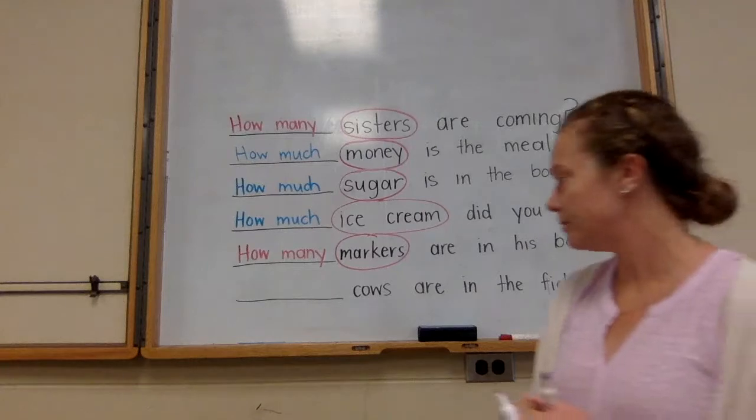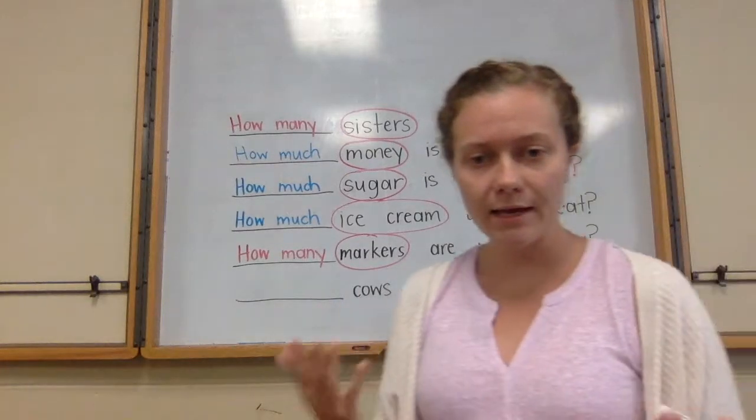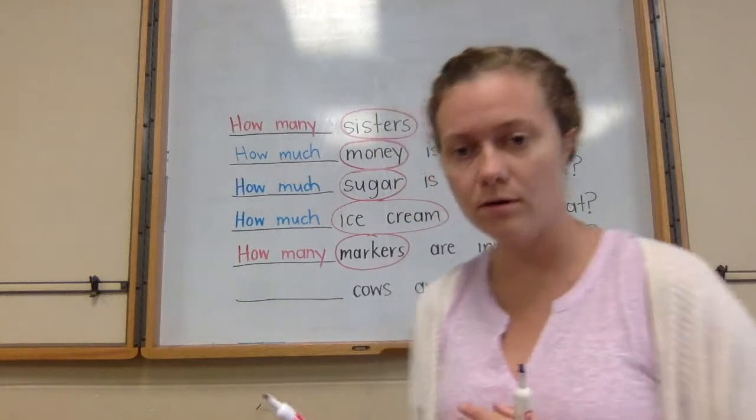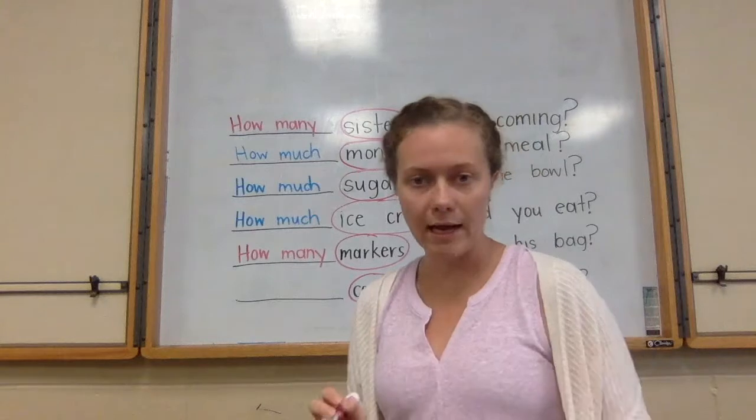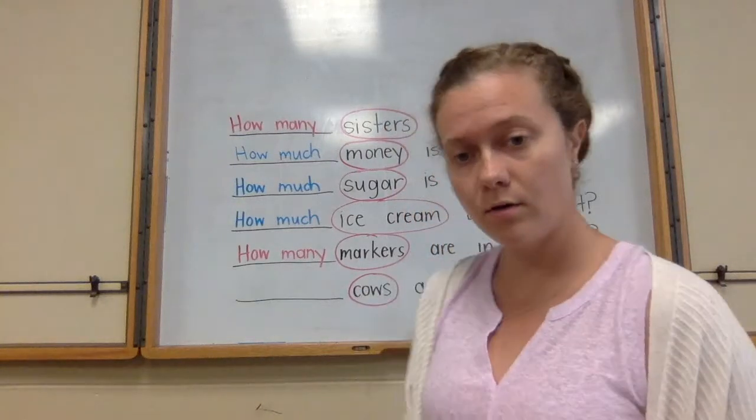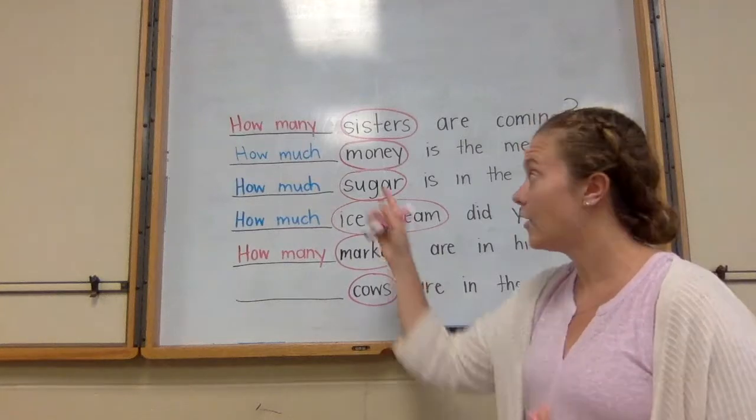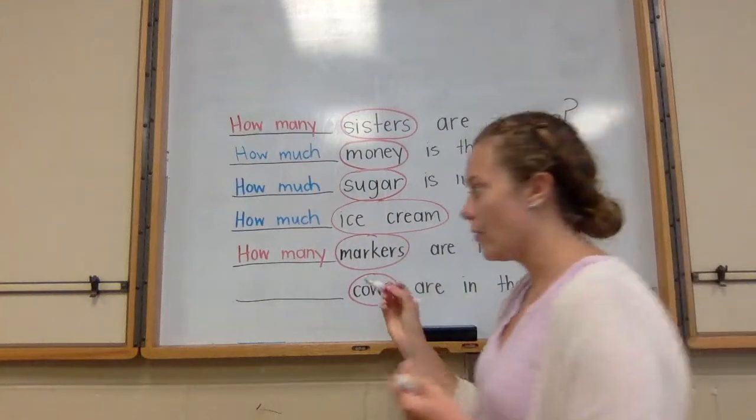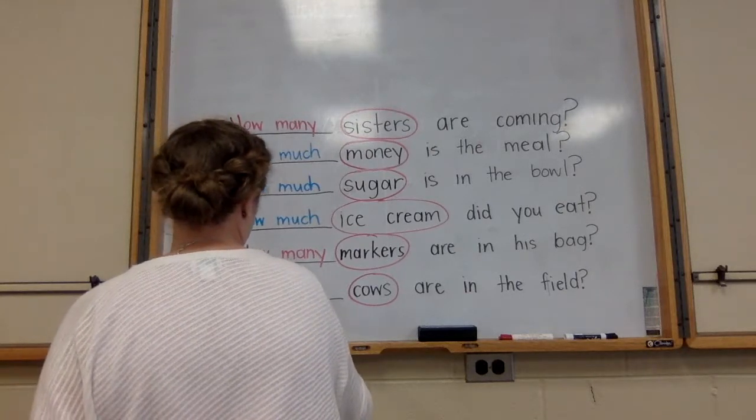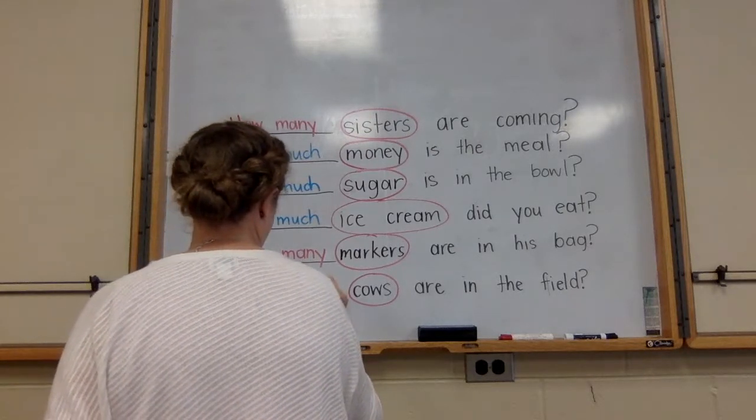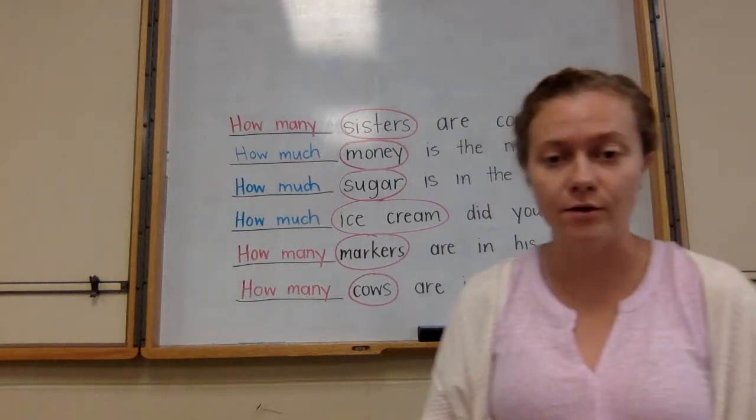All right, last one. Blank cows are in the field. What is the noun? Cows. Is it a count noun or a non-count noun? Can we count cows? Yes, it's a count noun. So how many or how much? How many? How many cows are in the field?